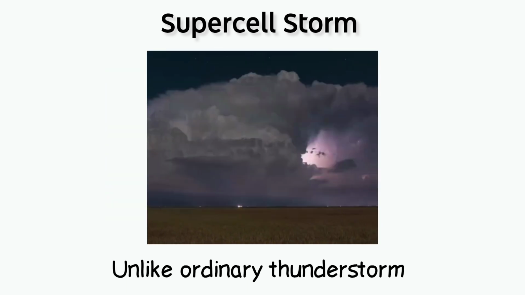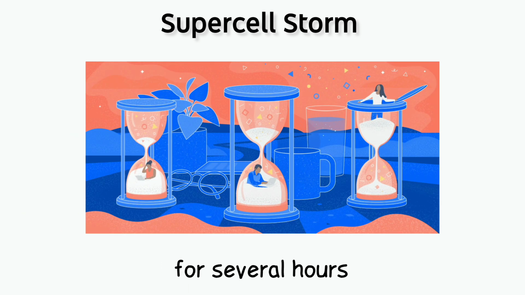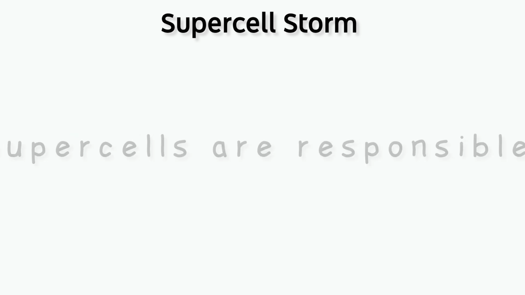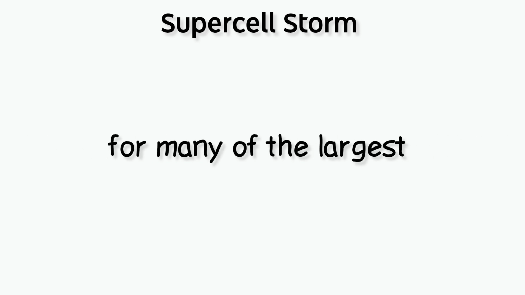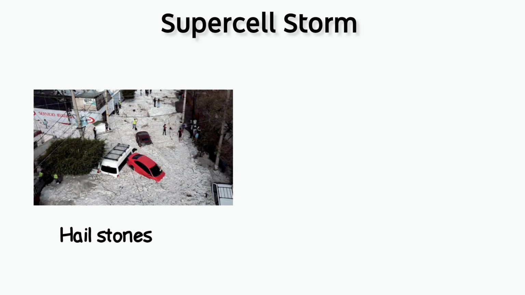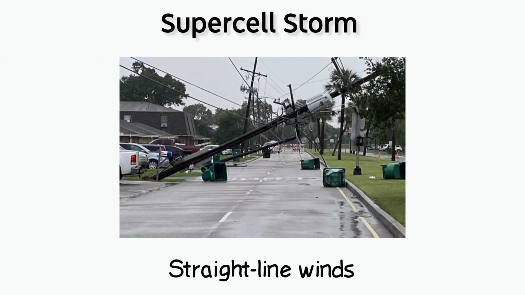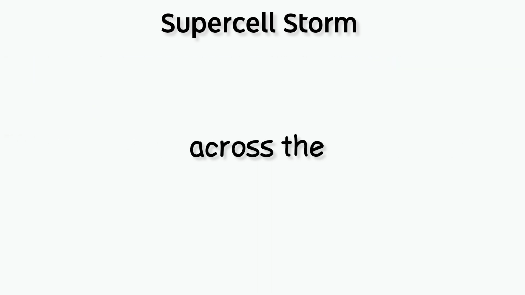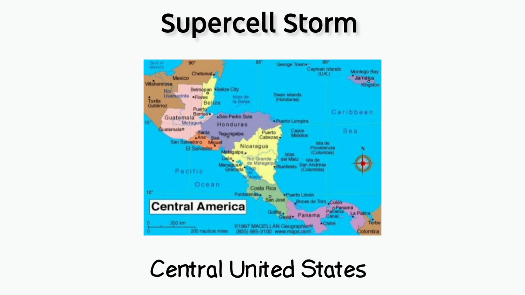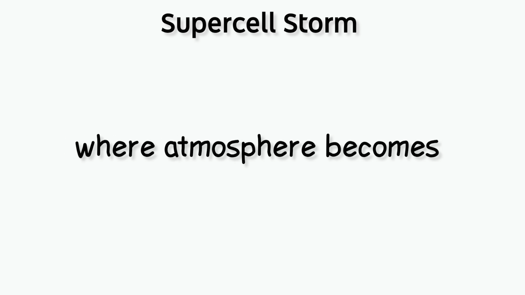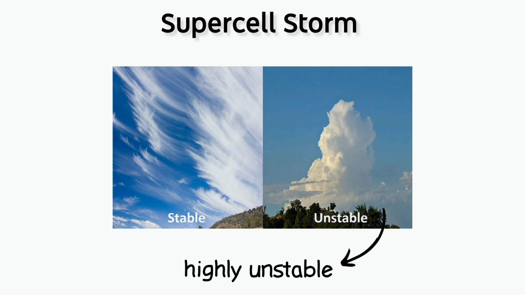Unlike ordinary thunderstorms, it can remain active for several hours while producing extremely severe weather. Supercells are responsible for many of the largest hailstones, the strongest tornadoes, and damaging straight-line winds. They are most common across the central United States, but they also occur in many other parts of the world where the atmosphere becomes highly unstable.